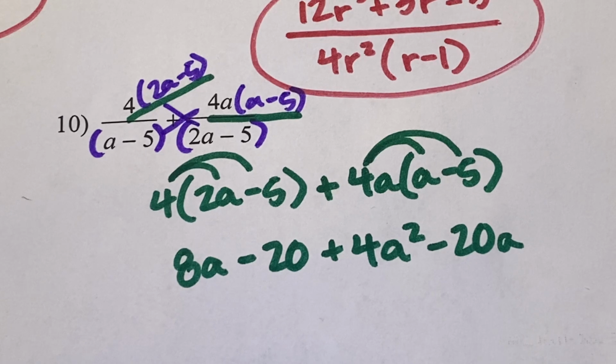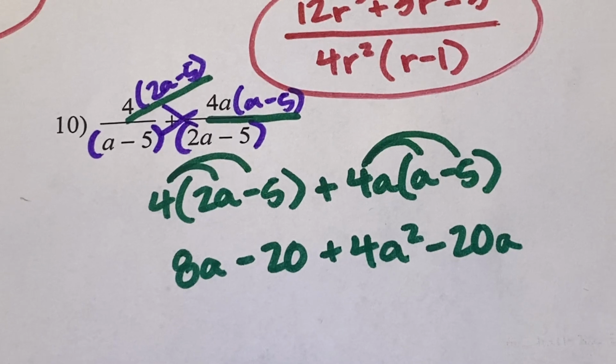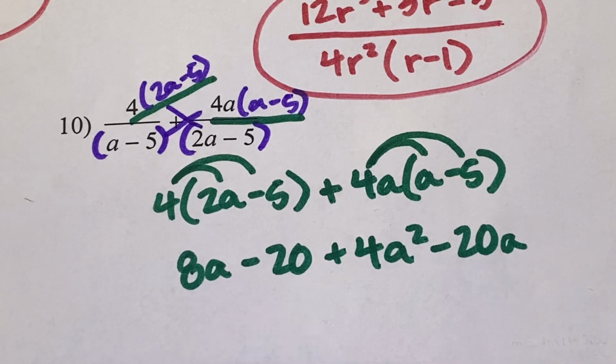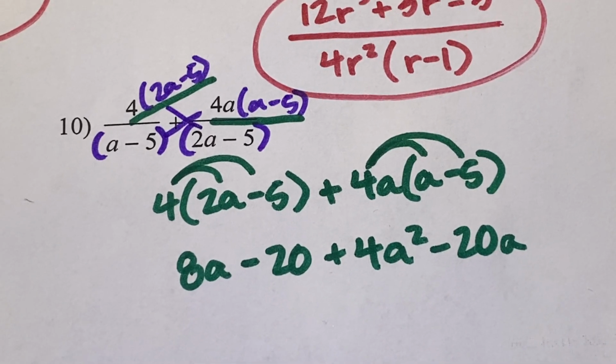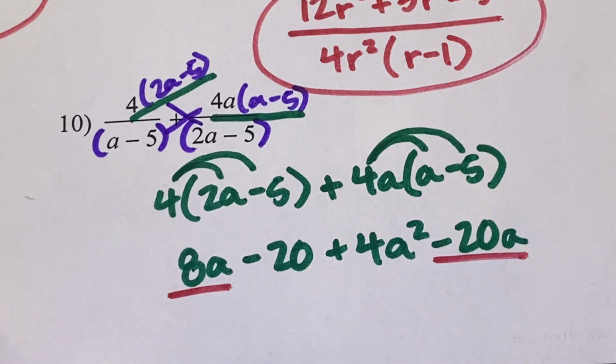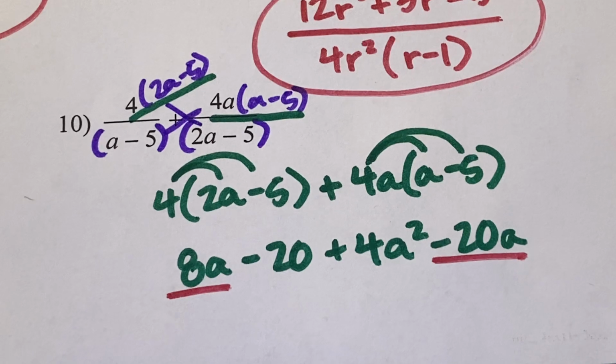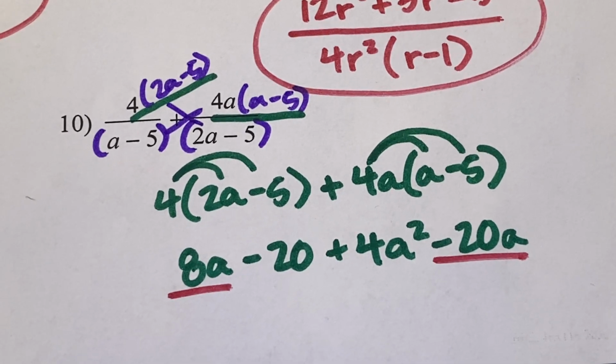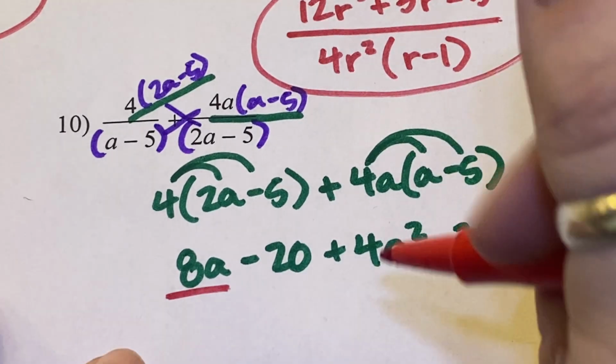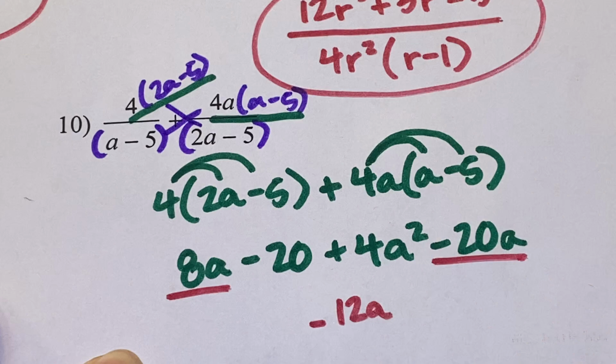Okay, where are my like terms that I can combine on this numerator? Those look really similar, but that one doesn't have an a, and this one does. So where are my like terms? A with a. We have 8a and negative 20a. So what is 8 minus 20? Negative 12a. Beautiful. We got negative 12a.